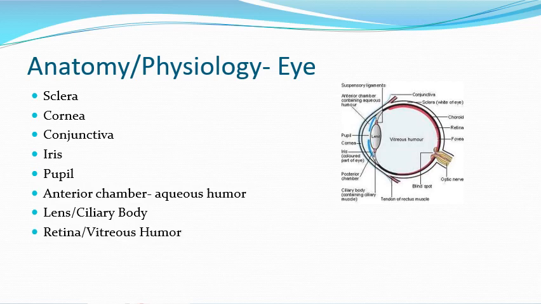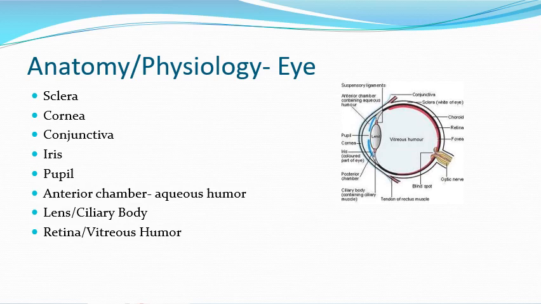Then as we get to the posterior part of the eye, you have the retina, which is a multi-layer tissue. It lines the inner eye. That entire area, and you can see it on the picture there, is filled with what's called the vitreous humor. The vitreous humor is more of a gelatinous substance that fills the posterior portion of the eye. Again, the retina is that multi-layer tissue that lines the inner surface of the eye.